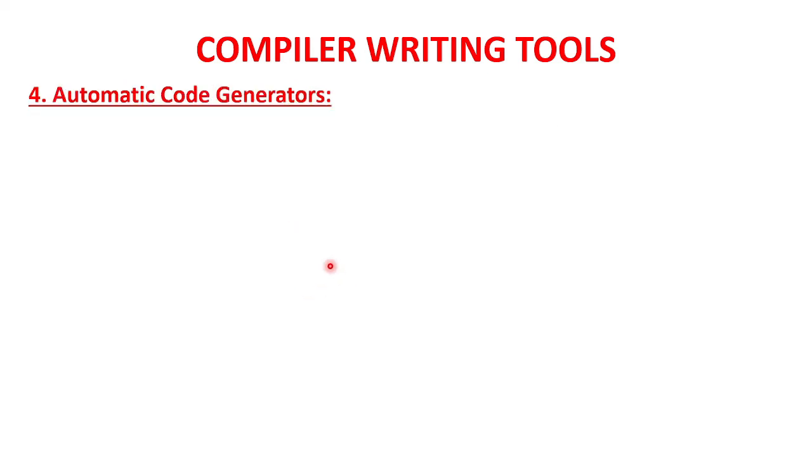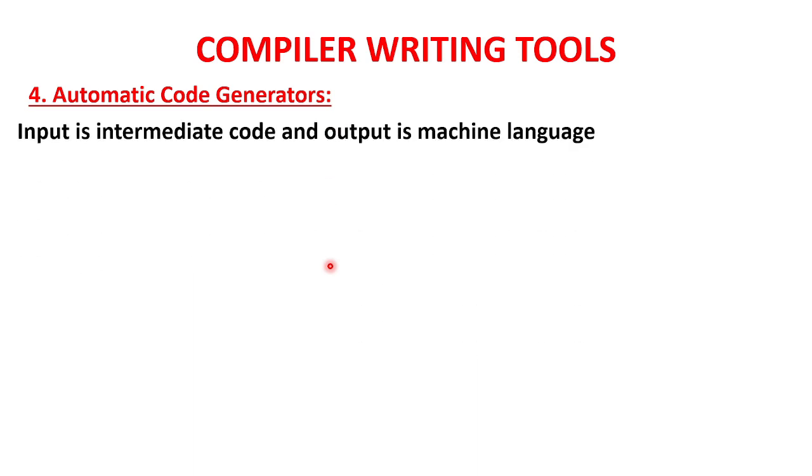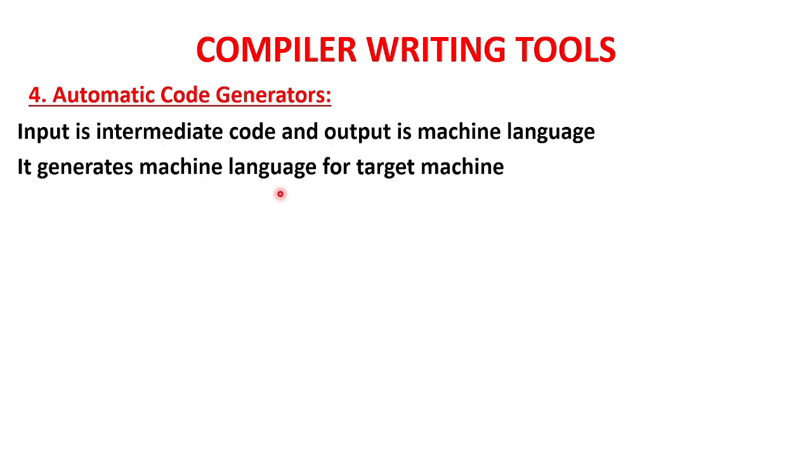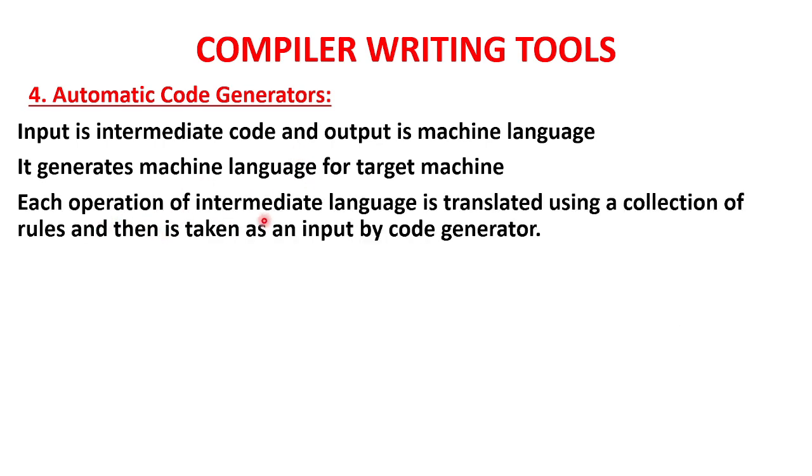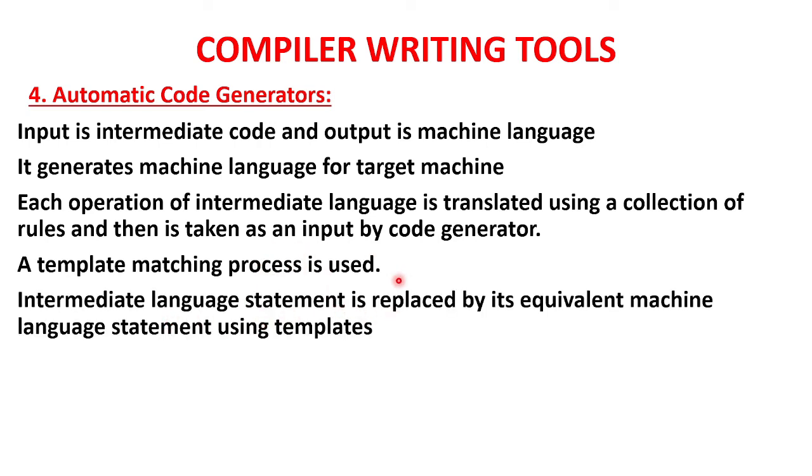Then we have the automatic code generator. Automatically the code is generated for us. The input is intermediate code and the output is machine language. Intermediate code is in 3 address format like quadruples, triples and so on. Or you can have a DAG or syntax tree, or postfix notation, that is also intermediate code. So input is given in intermediate code form and output will be machine language. So it generates machine language for a target machine. Each operation of the intermediate language is translated using a collection of rules and then it is taken as input by the code generator. So a template matching process is used here. The intermediate language statement is replaced by its equivalent machine language statement using templates.